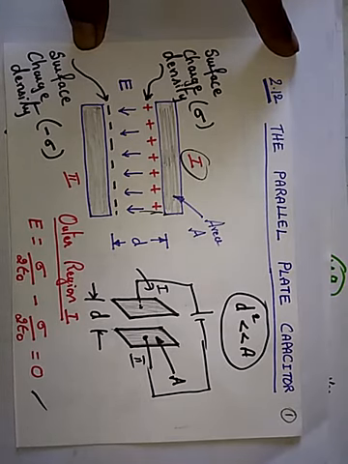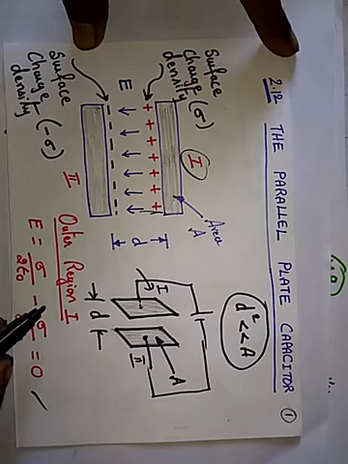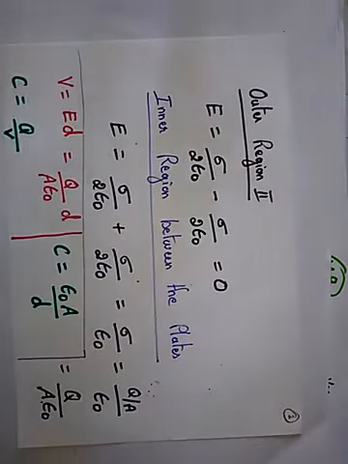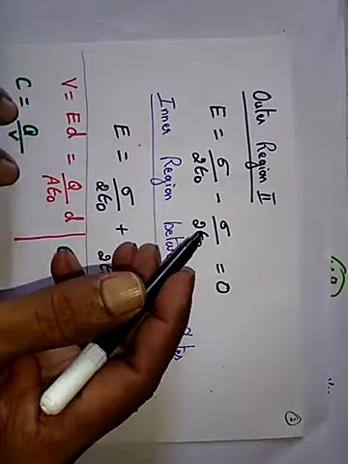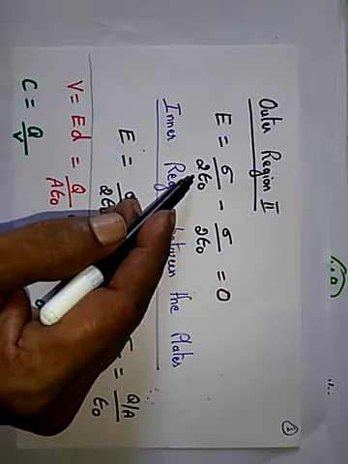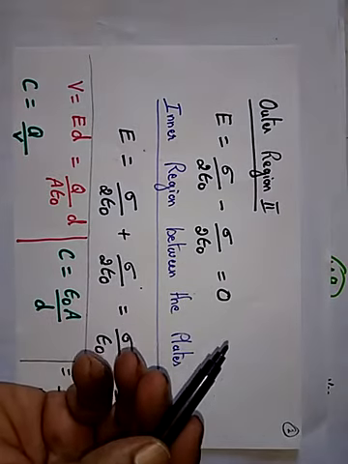Now we have to consider outer region 2, this side. For this side also, the electric field is 0. That is, in outer region 2, the electric field is sigma divided by 2 epsilon naught minus sigma by 2 epsilon naught, which is equal to 0.